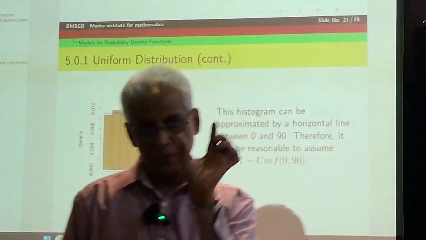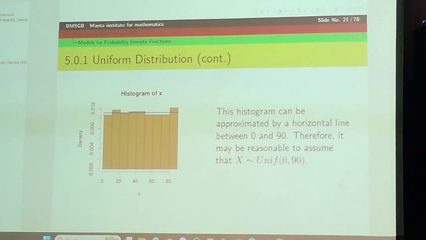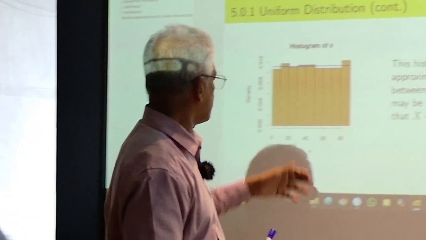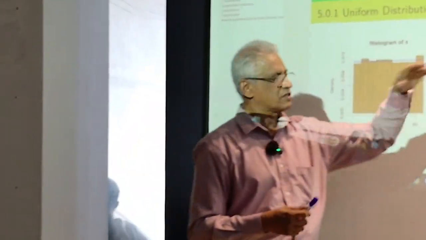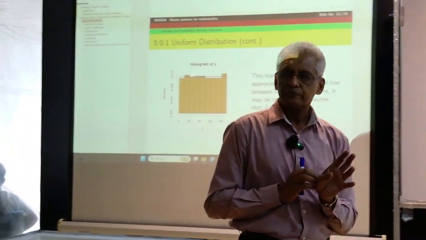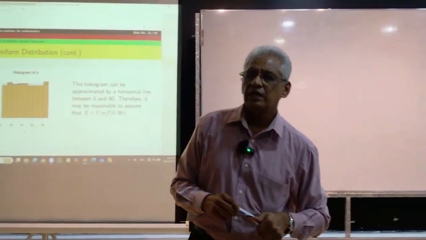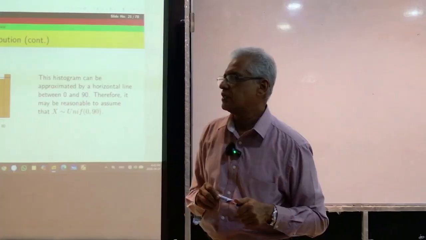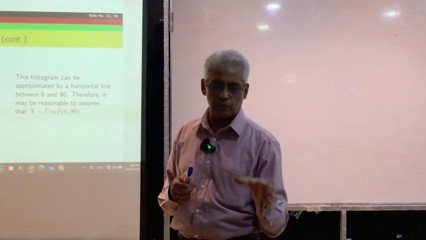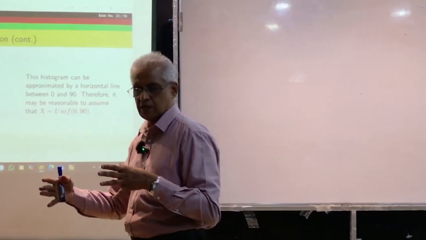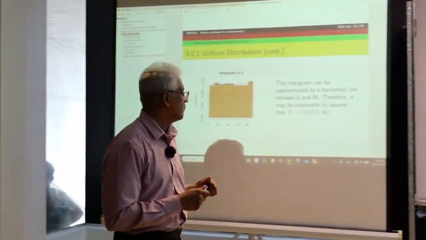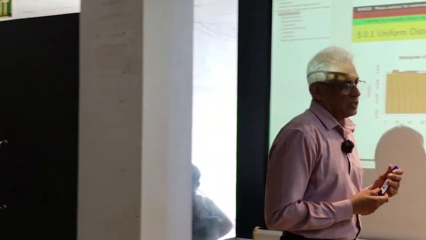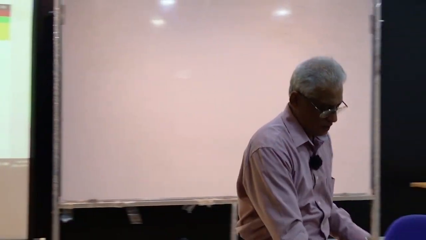When you change a and b, you will get different members of that family. So the question is, for this particular example, which member will be the best model? In this case, the minimum value of the data was 0 and the maximum value was 90. Therefore, it's reasonable to assume that X has a uniform distribution between 0 and 90 as the model. Okay, so that's the simplest model that you can think of.